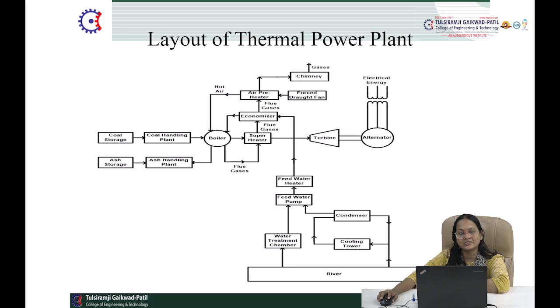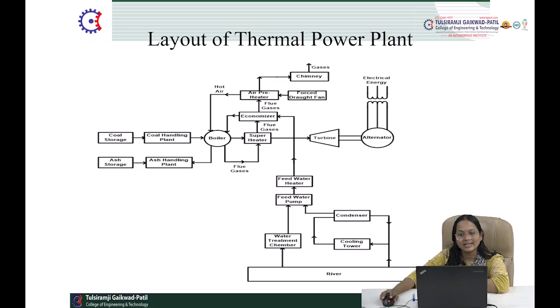What exactly happens in the water treatment process? We remove the impurities available in the water, and after filtering it, we use this water for the generation purpose. Now here we see the feed water pump, by which we feed the water, then the feed water heater, and then this water is reutilized in the economizer. In this way we are taking the water from the water resources.